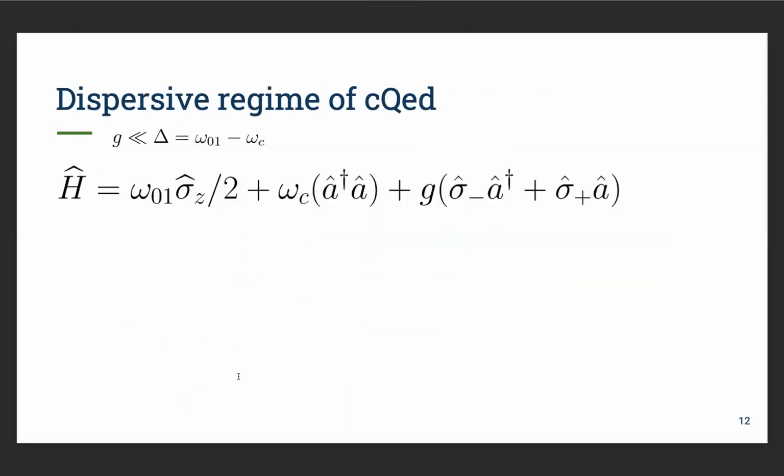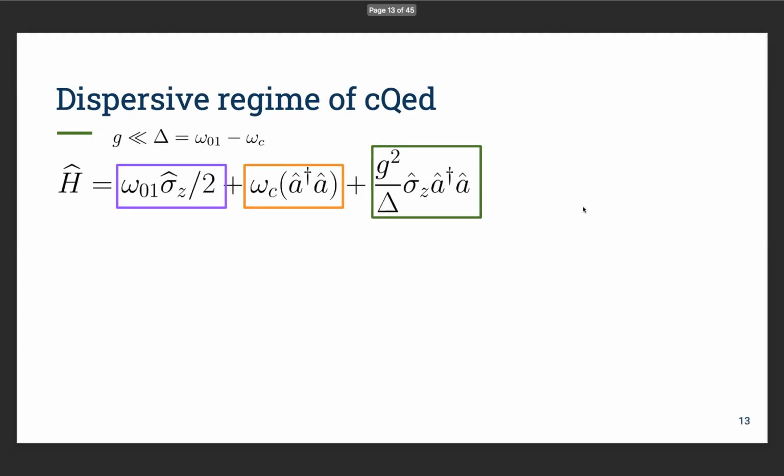Okay, so I said that you would find out how we can use the cavity to read out the state of the qubit, and to do this, we're going to go to the dispersive regime of cQED. And so that's the regime where the frequency spacing between the qubit frequency and the cavity frequency, or delta, is much greater than the coupling strength between these two things. And in that regime, you can expand and approximate this last term in the Hamiltonian like this.